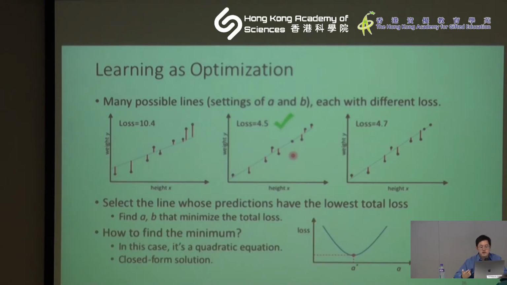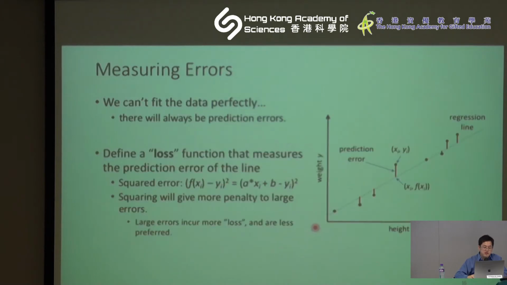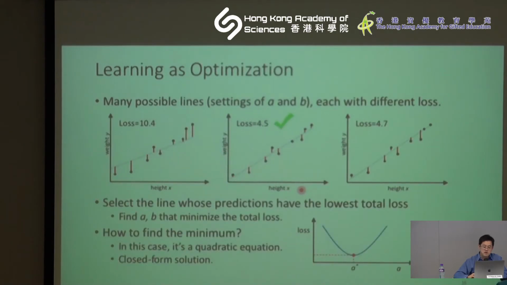How do we actually do it? How do we find this minimum? If I go back here, a and b are the things we're trying to find, and then I square the errors. So this is roughly a quadratic equation, a parabola like this. Our goal is basically to find the minimum of this quadratic equation. In this case, we can do this through some algebra operations to find a closed form solution. So this is a nice example.